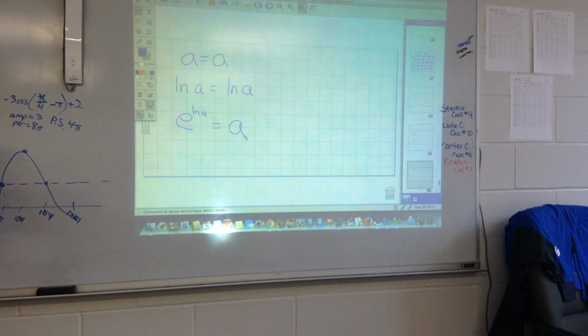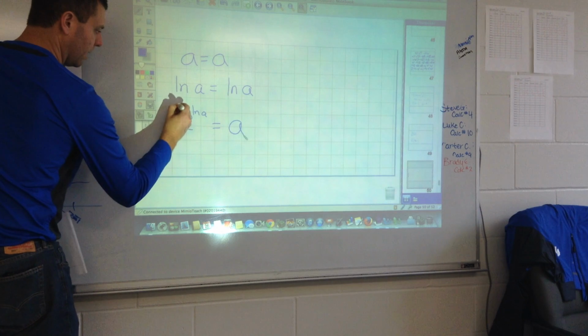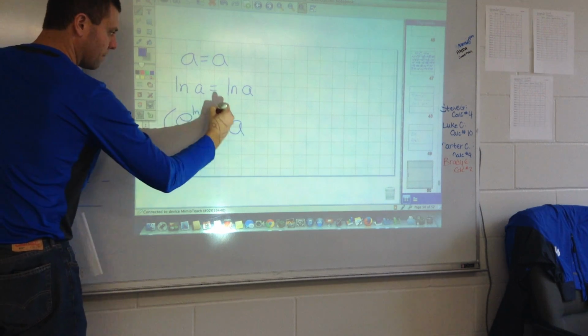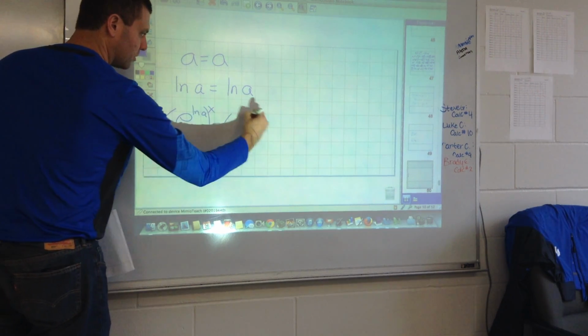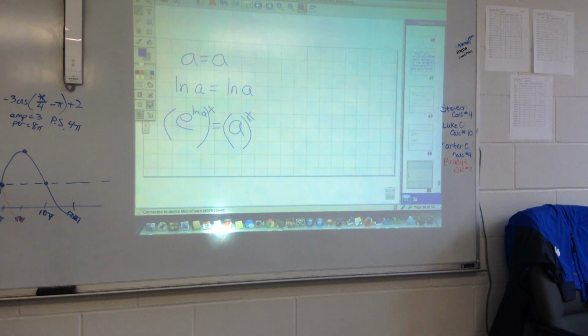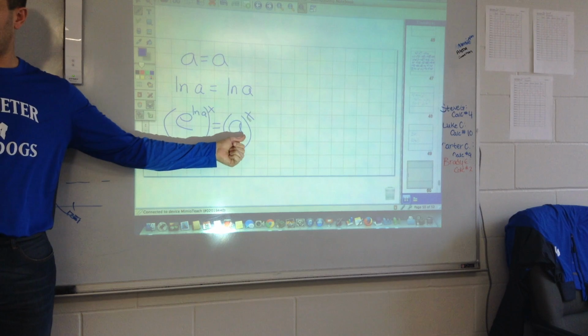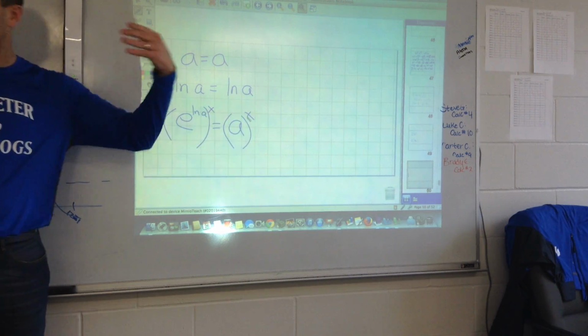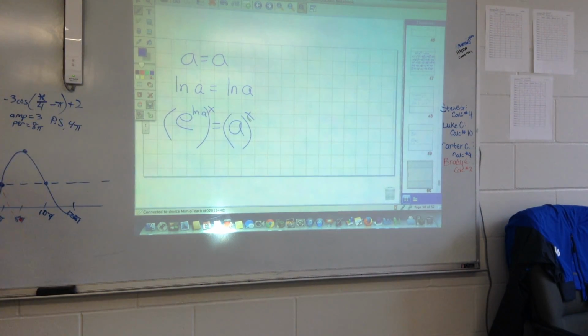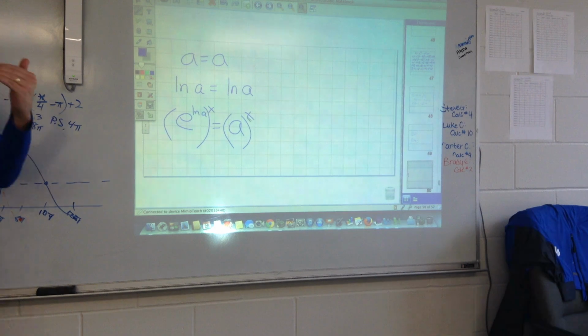And now, if I raise both sides to the same power, that's okay too, right? So I just raise both sides to the x power. And the reason I'm doing this is because now you can actually see over here this a to the x, which I showed you at the top of your page. We're going to find the derivative of a to the x.